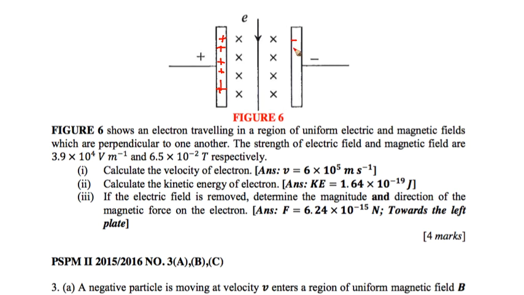This is a negative plate. You have a magnetic field. So this is electric field E, and this is magnetic field B. So now you have a combination of magnetic field and electric field. This is an electron, a negative charge, entering the region consisting of E and B, right?